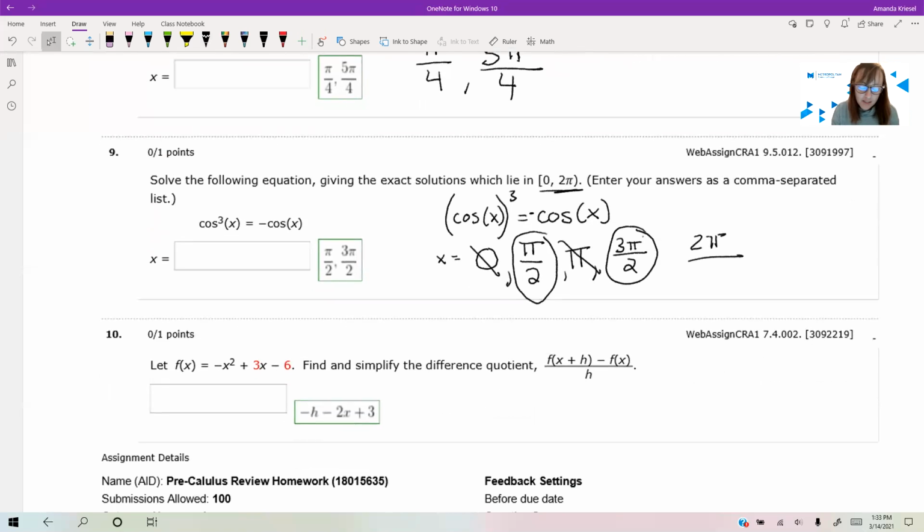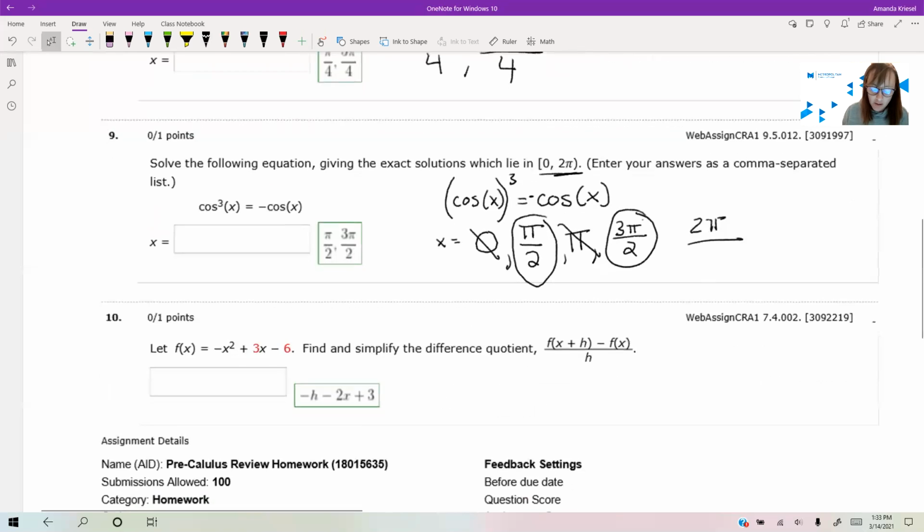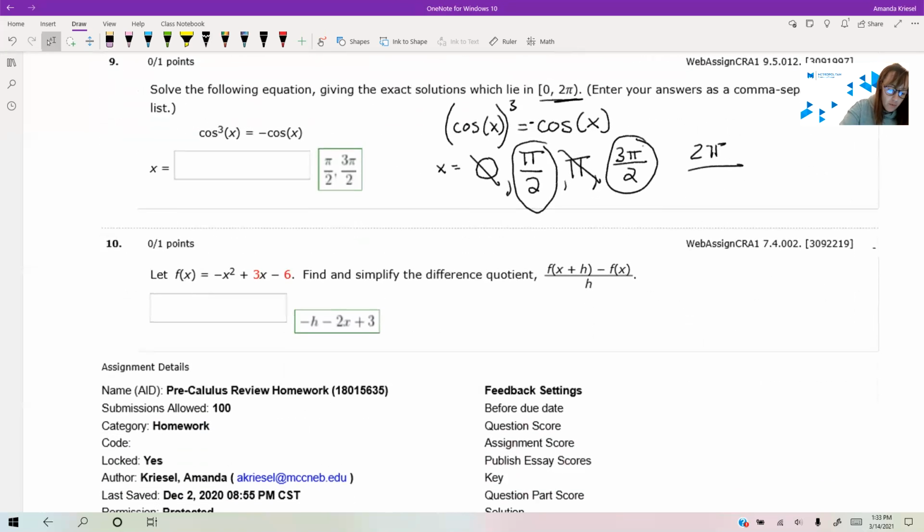This last problem isn't a trigonometry problem. It deals with algebra, but it's really important for our definition of limits. So I'm just going to go over this here. Here I want to evaluate this expression, and I'm given this function right here.